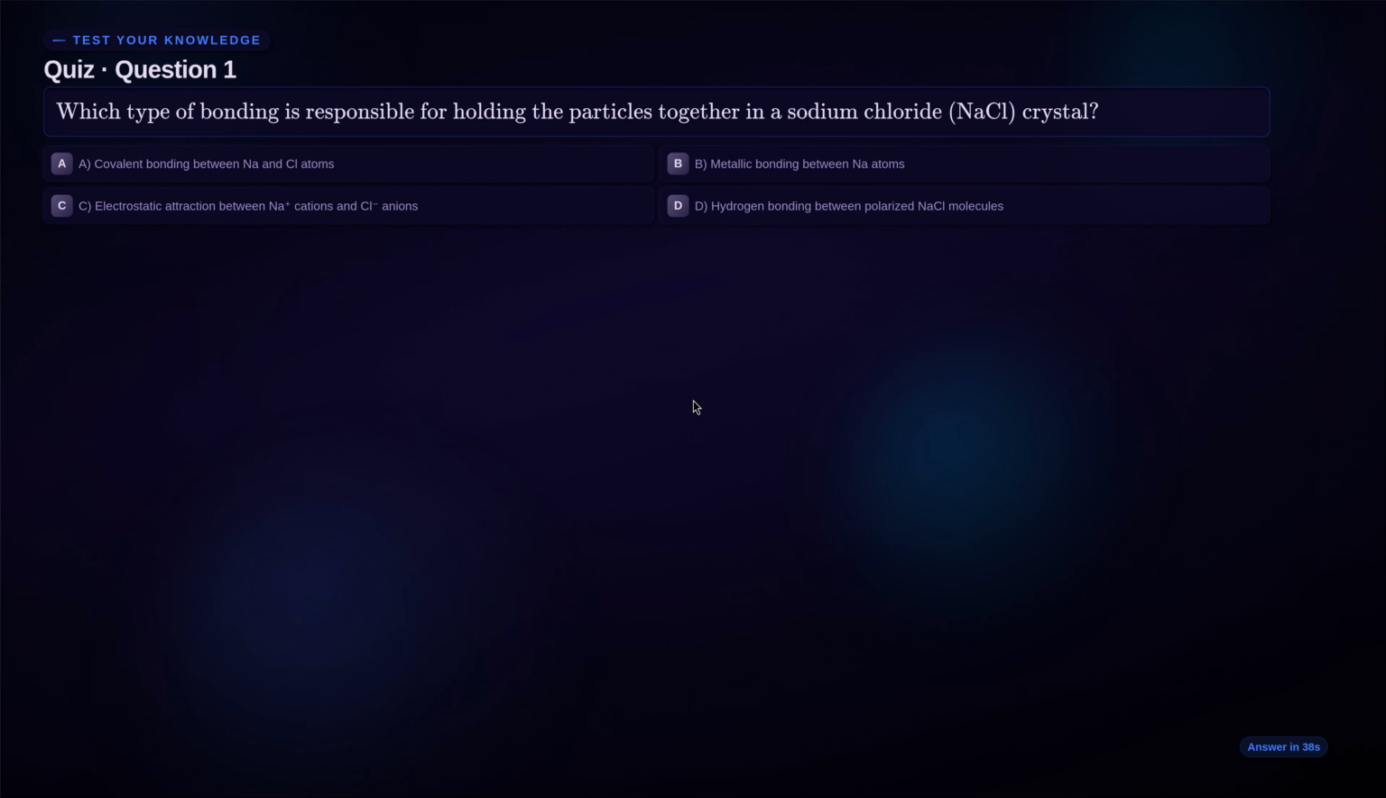Quiz question 1. Which type of bonding is responsible for holding the particles together in a sodium chloride crystal? Option A, covalent bonding between sodium and chlorine atoms. Option B, metallic bonding between sodium atoms. Option C, electrostatic attraction between sodium cations and chloride anions. Option D, hydrogen bonding between polarized sodium chloride molecules. Take 60 seconds to think about your answer.